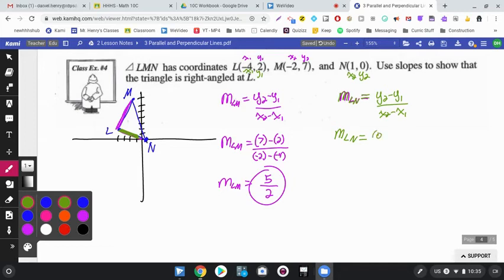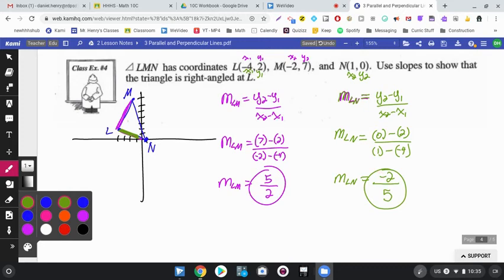Okay, so I'd get 0 minus 2 over 1 minus -4. The slope of LN equals 0 minus 2, which is -2, and 1 minus -4, that would be +5. Hey, would you look at that? 5 halves, -2 fifths. Those are negative reciprocals. From 5 halves, I take the reciprocal, 2 fifths, and I make it negative.